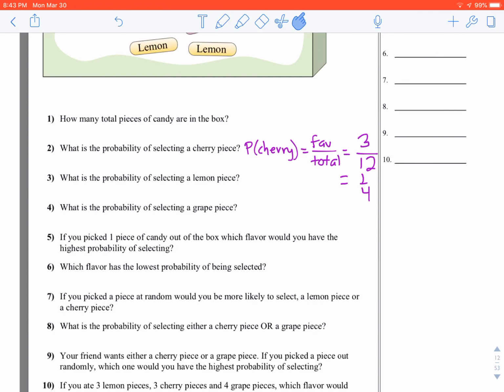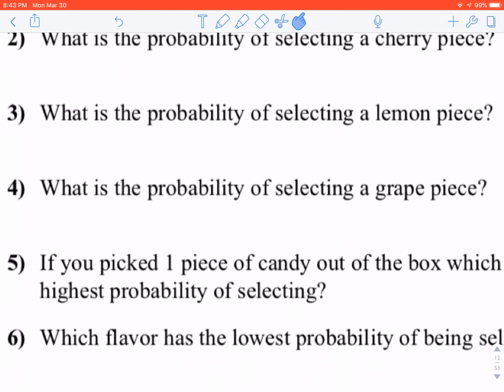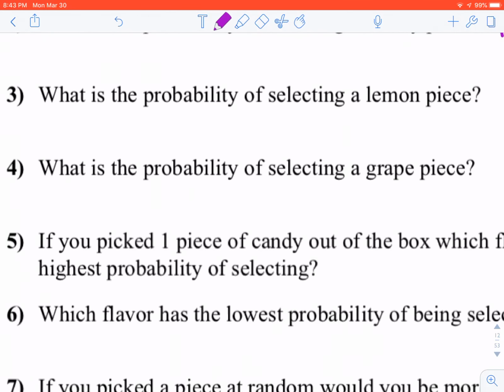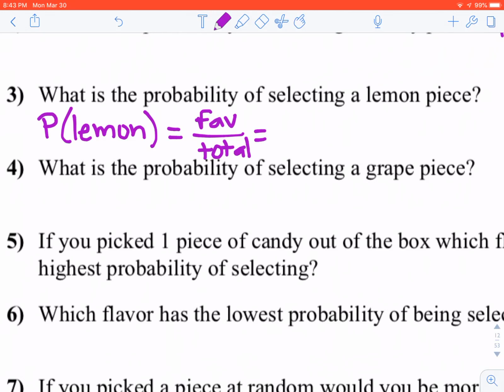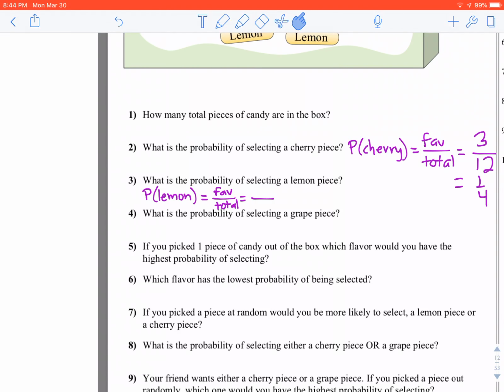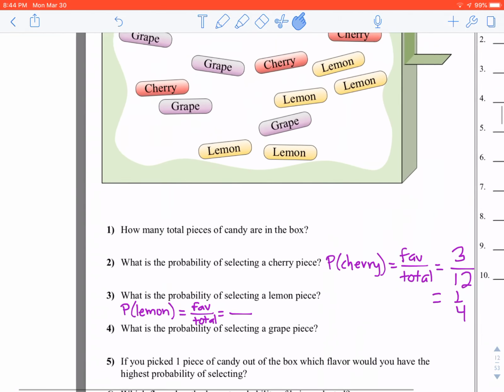Number 3. What is the probability of selecting a lemon piece? Let's have our notation written out correctly. This is how you're going to see it in your future math classes. So probability of lemon, favorable over total. We need to look back up at our chart to figure out how many pieces of lemon candy there are and what the total is.